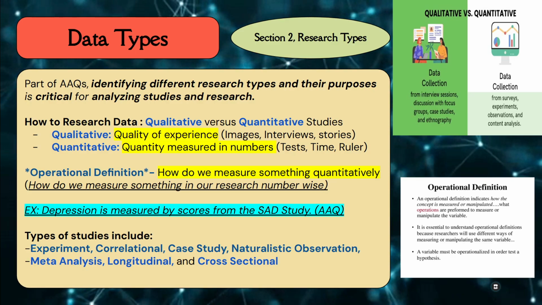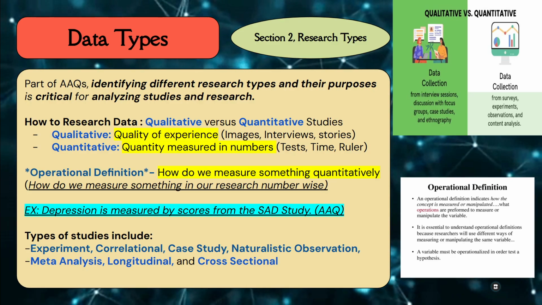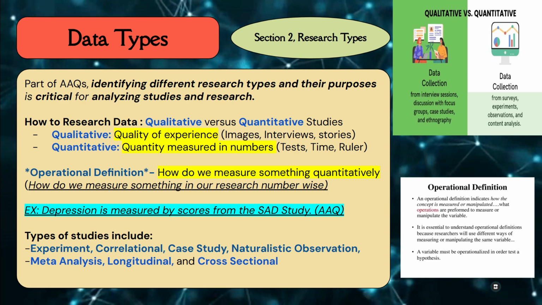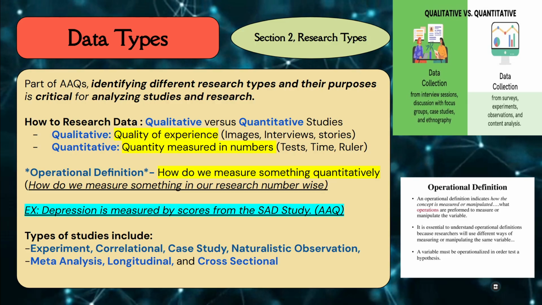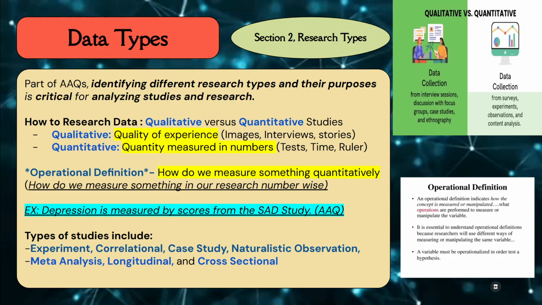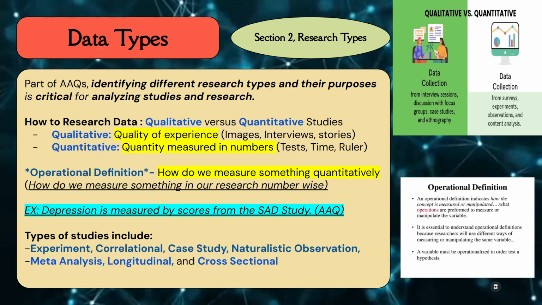Now, quantitative is a way to look at things in a number form, a numerical basis of data. Things like test scores, a timer, using a ruler for measurements. These are all examples of quantitative. Think of quantity.